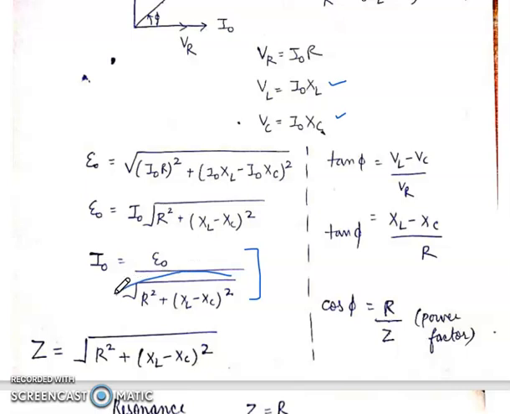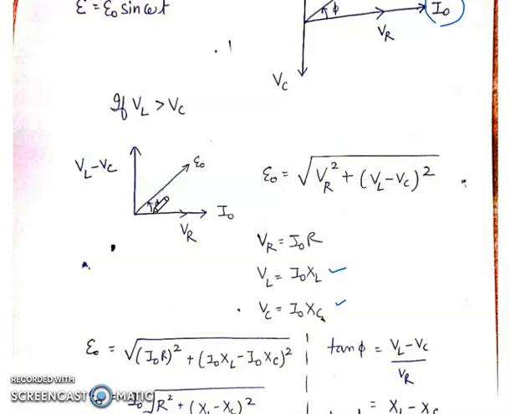And this term is known as impedance. It is denoted by Z. It is the total effective resistance offered by LCR series circuit to the current. Z is equal to under root R square plus (XL minus XC) whole square.